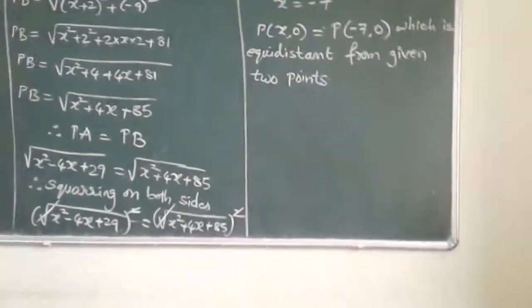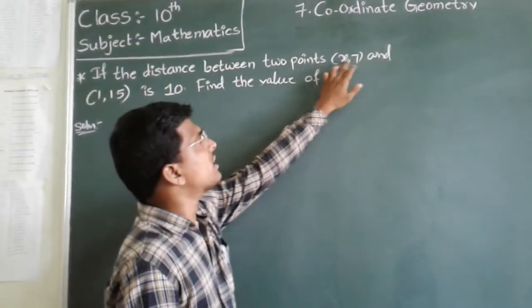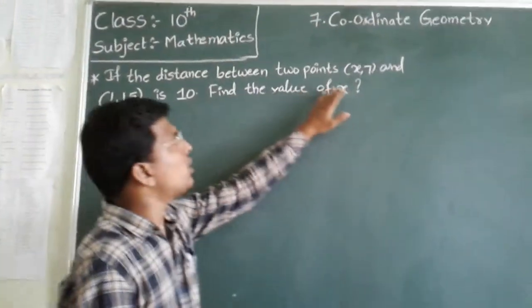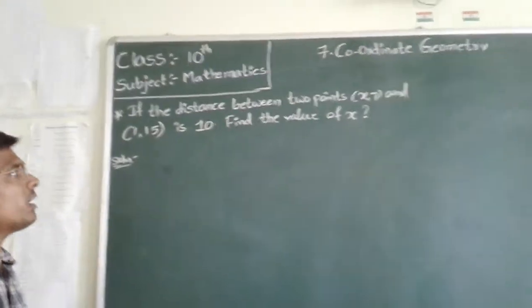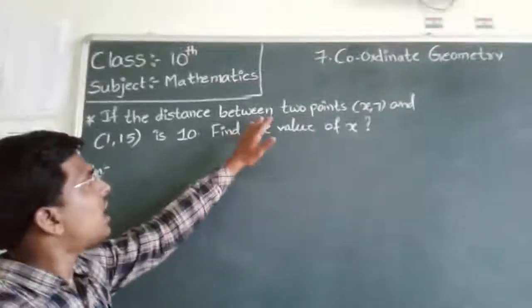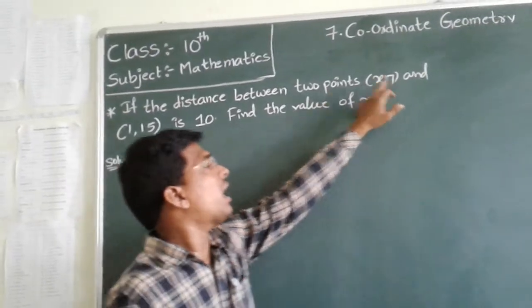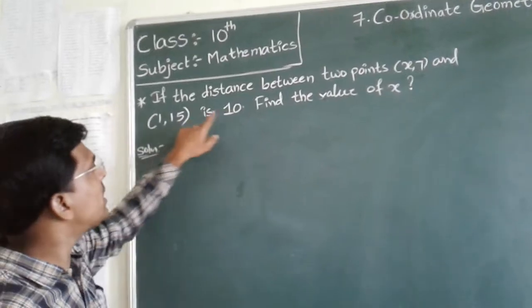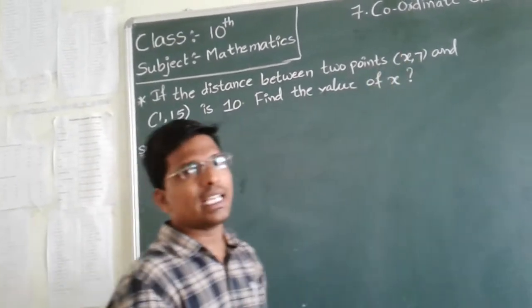Now the second question. If the distance between 2 points (x, 7) and (1, 15) is 10, find the value of x. So this is somewhat different kind of question using the same formula. Here he has given the distance between the 2 points. First point is (x, 7), and the second point is (1, 15). In between these 2 points we have the distance as 10. So then he is asking us to find the value of x.